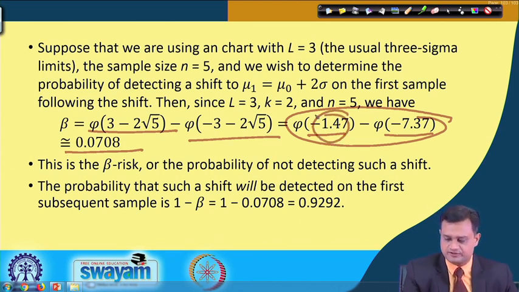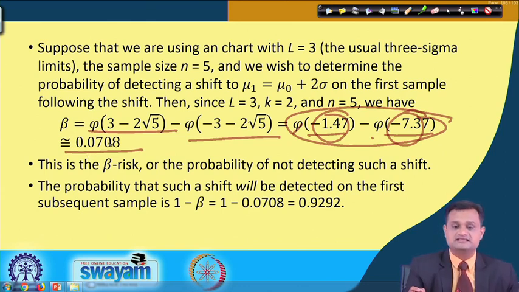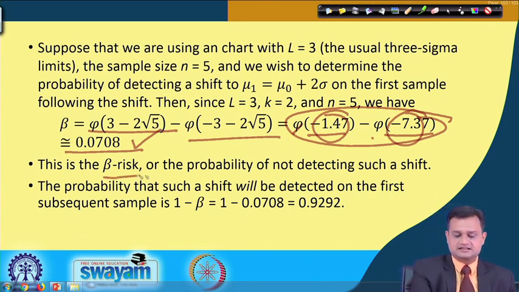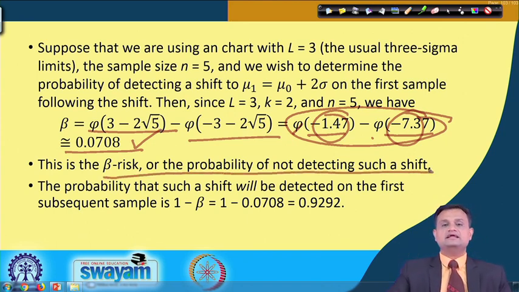These are the crisp values. You will get the cumulative probability for this from the Z table, and your beta is basically type 2 error, that is the probability 0.0708. Now what is this probability? It is the beta risk, and typically it is the probability of not detecting such a shift.